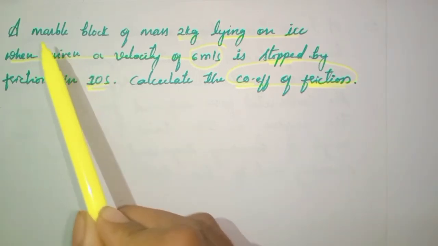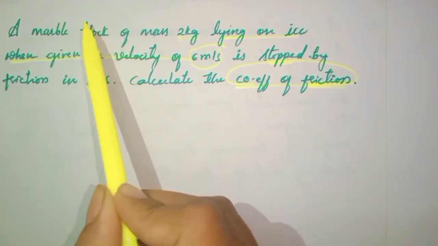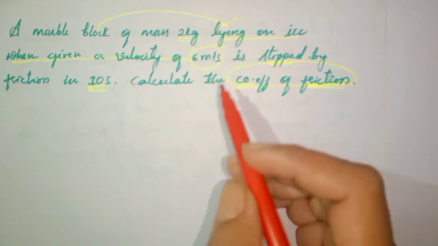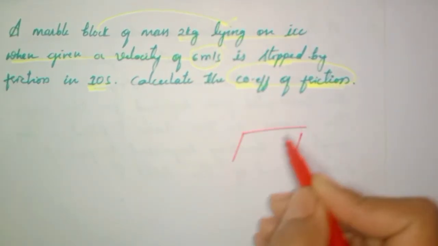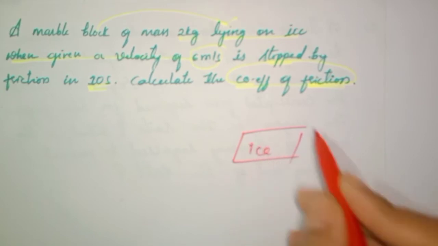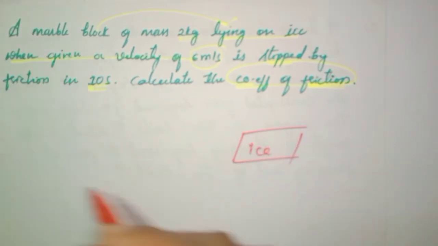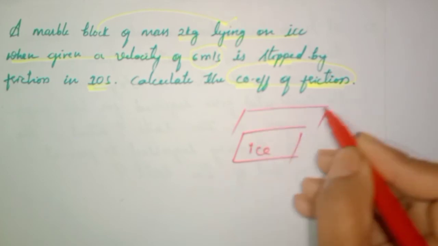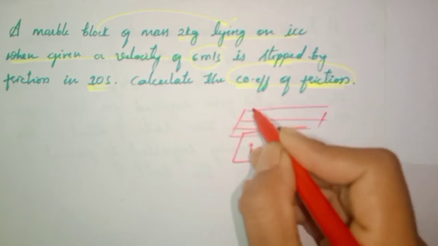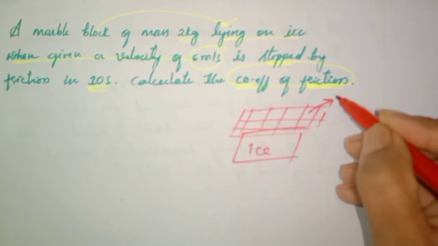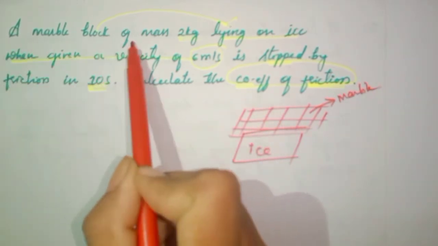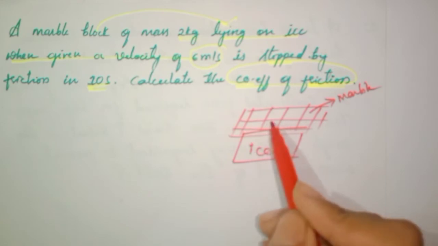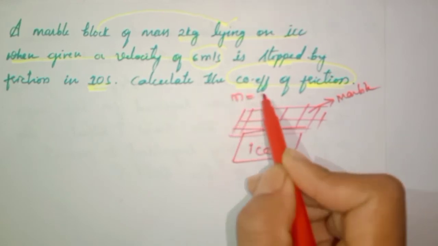Here is a marble block, lying on the ice. So let's consider this is the ice block. On this ice block, a marble is lying. I have taken a marble. It is lying on this ice block. So this is the marble, right? Okay. So here, a marble block of mass 2 kg. So what is the mass of this marble? That is M is equal to 2 kg.